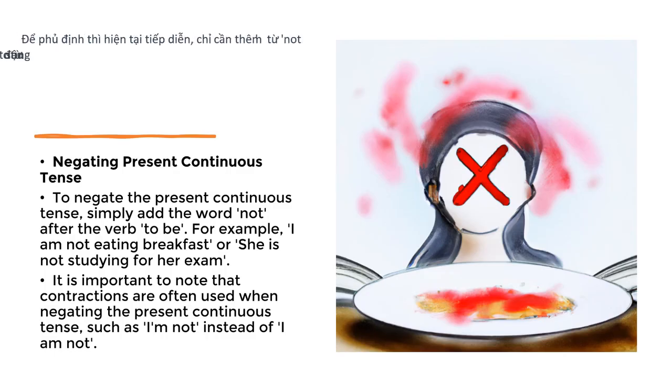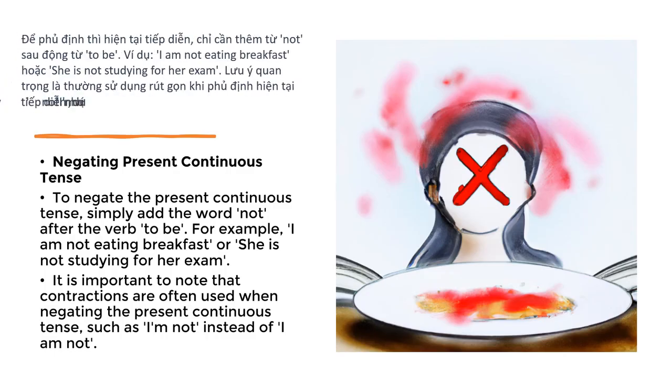To form the negative present continuous tense in English, it is a simple matter of adding the word not after the auxiliary verb to be. By doing so, we can convey that the action being described in the sentence is not currently taking place or is not in progress.